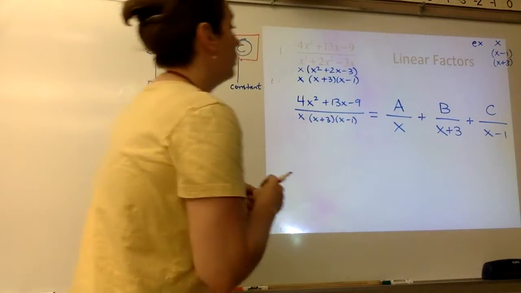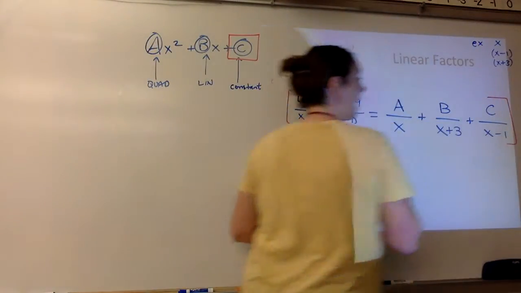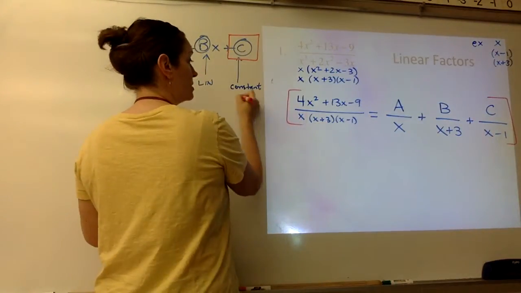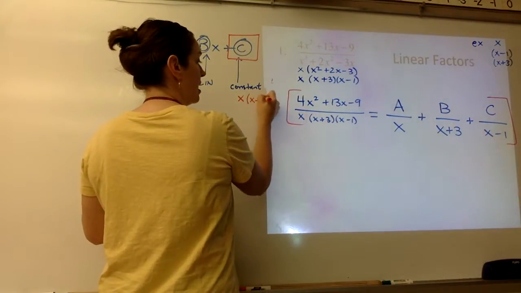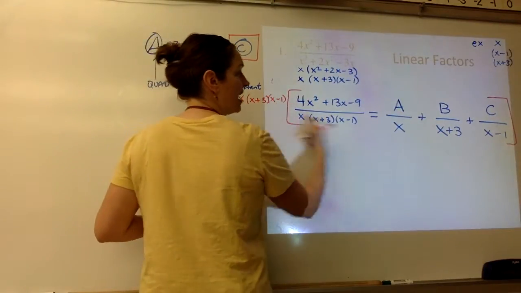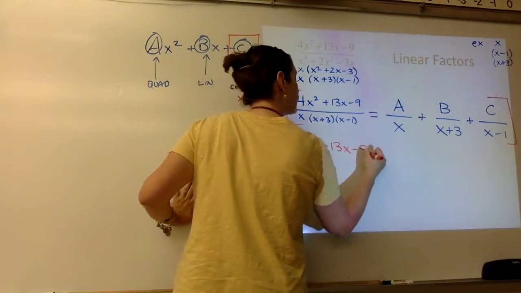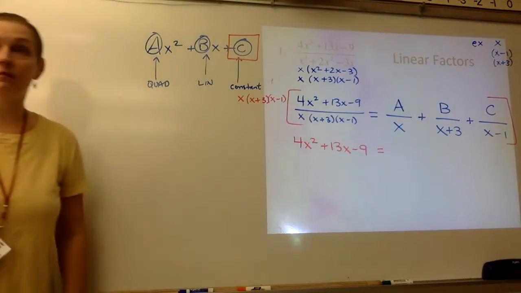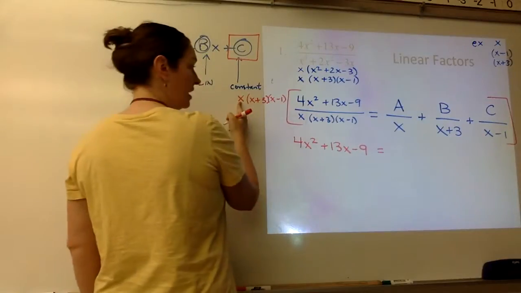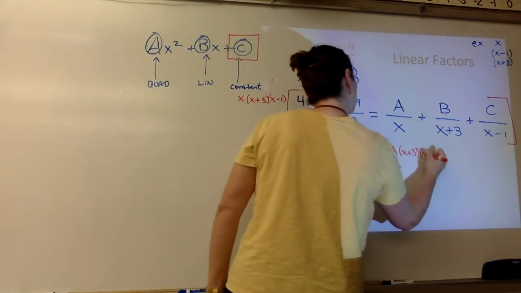Step number 1. We are going to, from this point forward, multiply the entire equation by the LCD that we determined. So I'm going to multiply this by x plus 3, x minus 1. When I multiply the first fraction, everything cancels, leaves me with 4x squared plus 13x minus 9. When I move to the next factor, the x's are going to cancel. It leaves me with A times x plus 3, x minus 1.